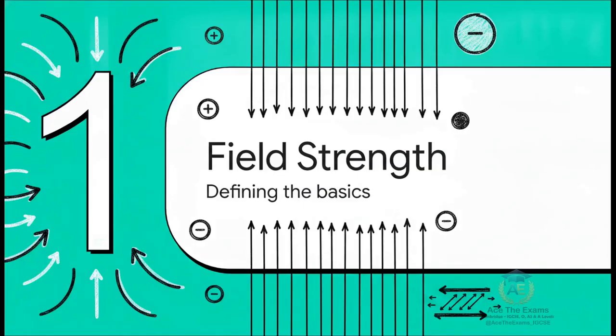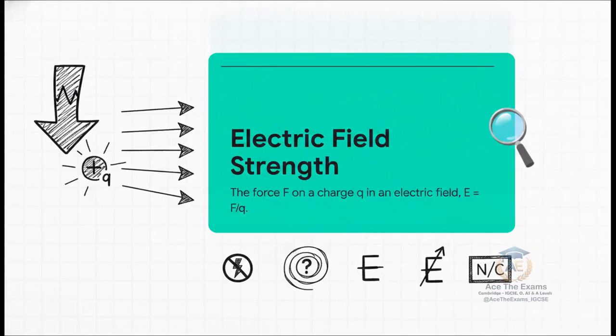Section 1. Defining field strength. To conquer this topic, we need to master the foundational intel, the field itself. All right, let's break down this core concept. Electric field strength, which we represent with a capital E, is defined simply as the force, F, exerted on a charge, Q, located inside that field. The formula to lock into your memory is E equals F divided by Q. Rearrange that and you get F equals QE.